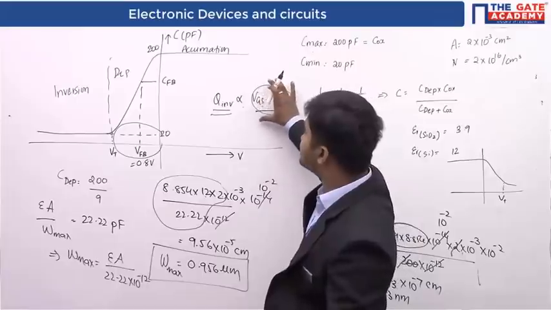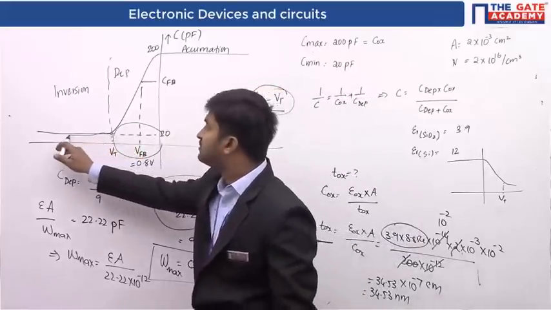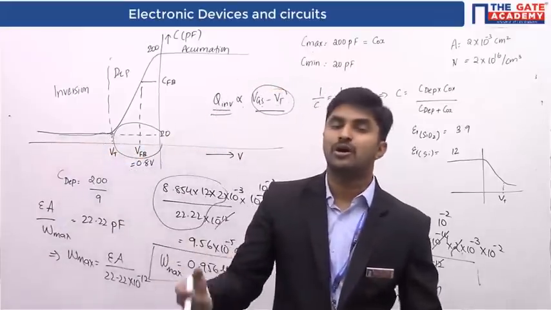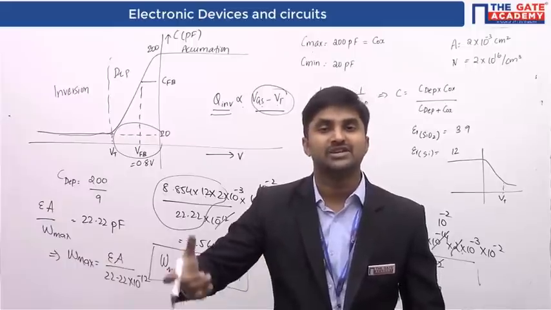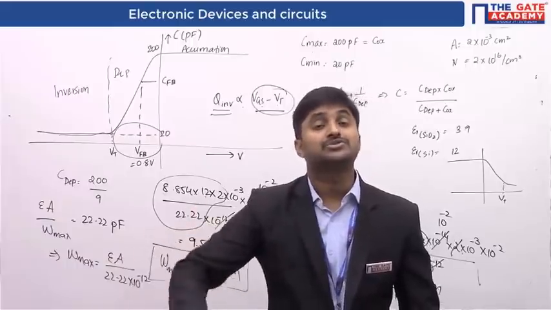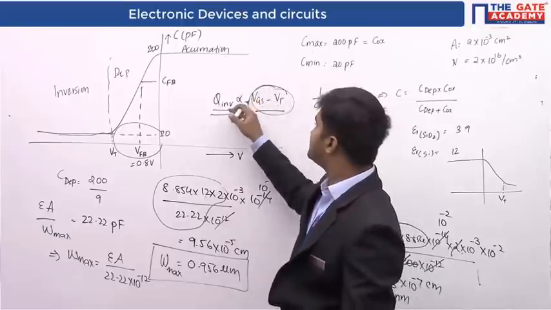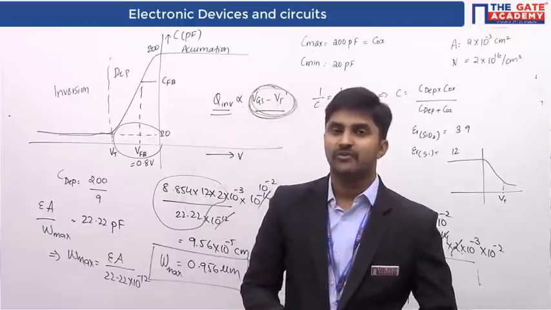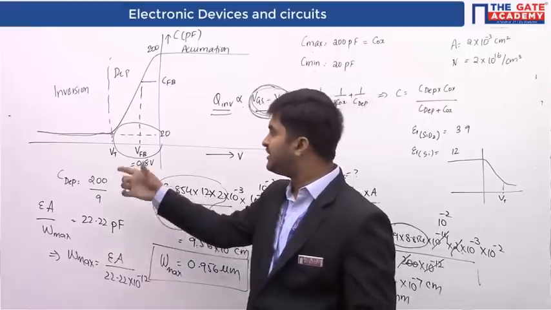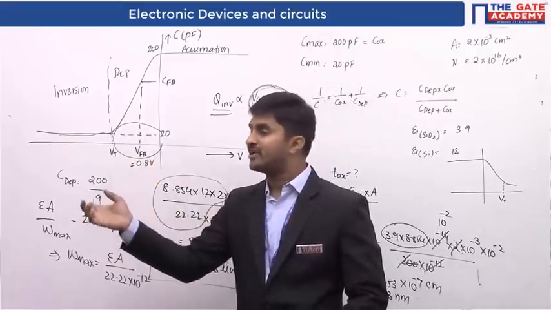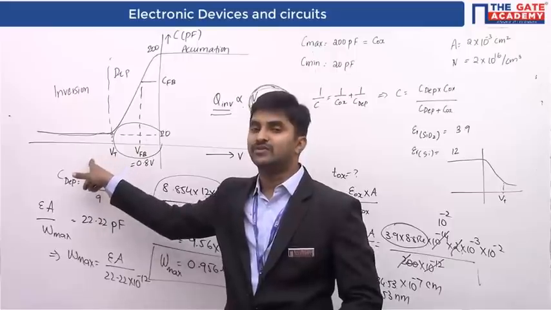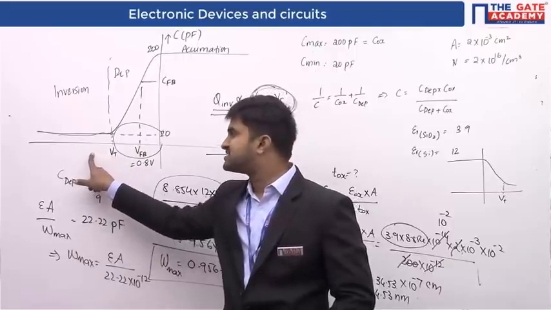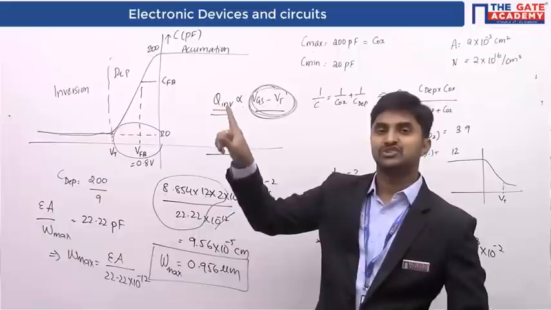Now, as you increase the voltage above it, the inversion layer is going to become stronger and stronger. The amount of charge present in it is also going to increase proportionally to VGS minus VT. If your voltage is less than VT, then there is no inversion layer. If it is more than VT, then only there is an inversion layer. The more the voltage is above VT, the more the inversion charge.